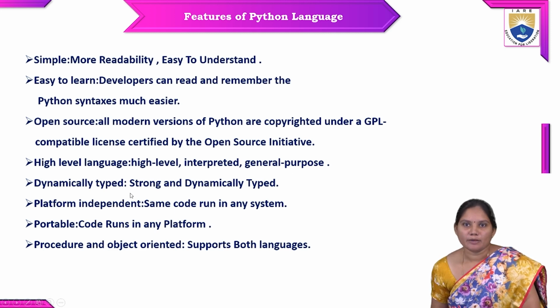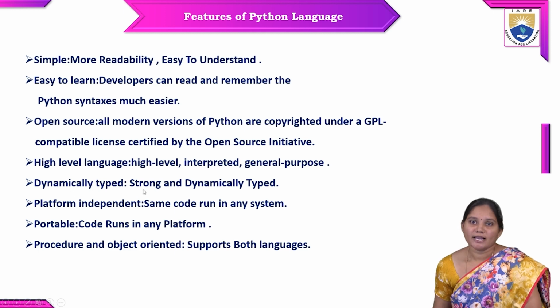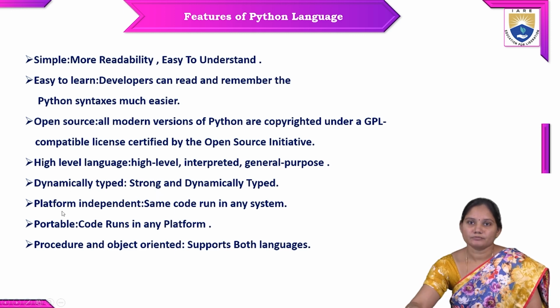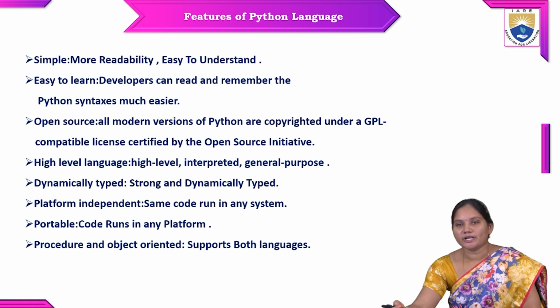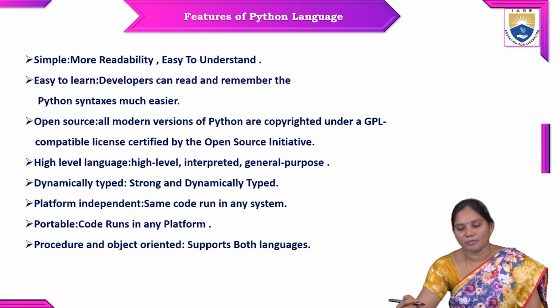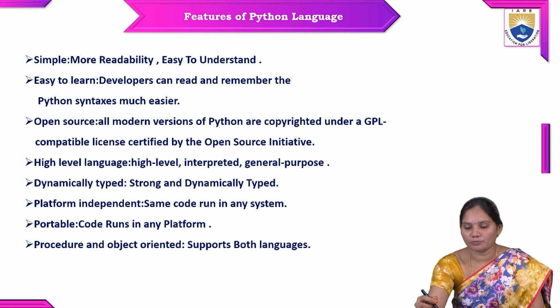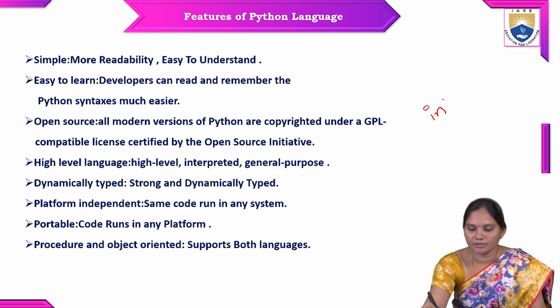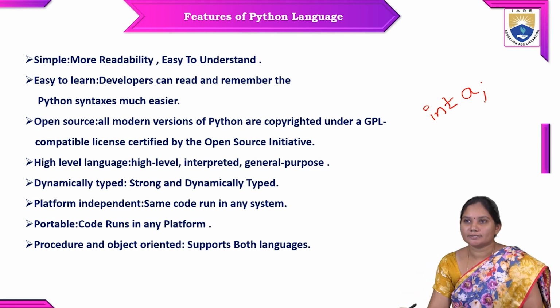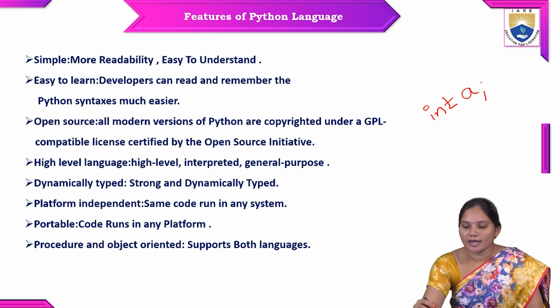And the next one is dynamically typed. Dynamically typed means, for example, if I want to declare a variable in C programming, how do we declare the variable in C programming? Data type and after that the variable name. For example, I want to declare an integer variable. I write like this: int a. That means here we declare the variable using the data type.